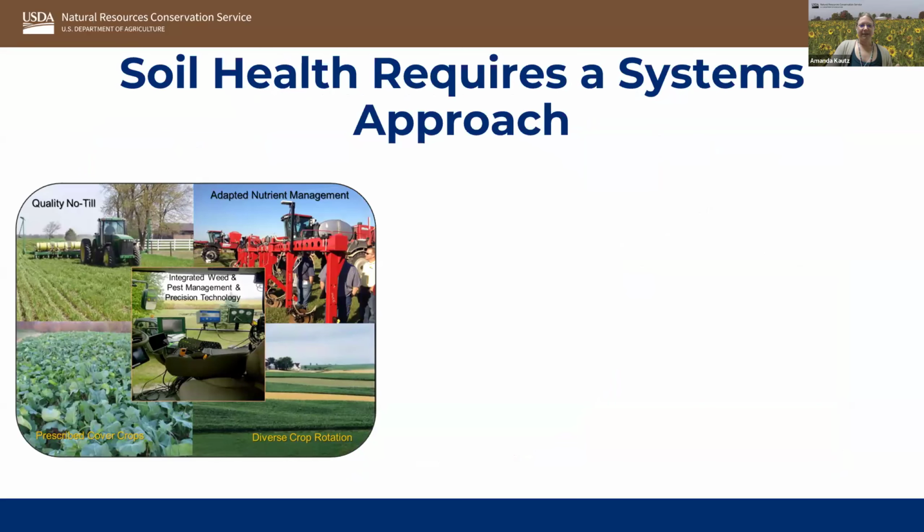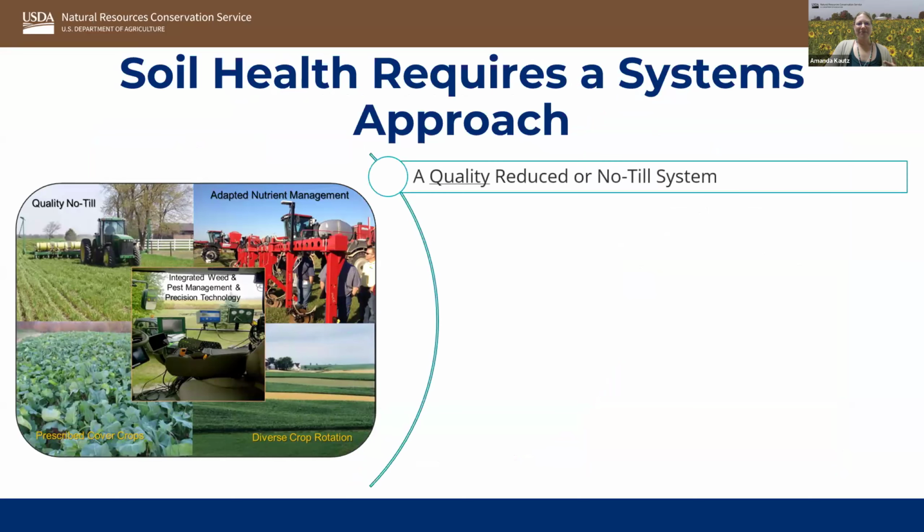And we're looking at a systems approach for this. So one thing is great, but we need a lot of different things to work together to make a complete system. So it's okay to step in slowly, but you can't stall out and quit or you're never going to get all the way there. So first thing to talk about is a quality reduced or no-till system.